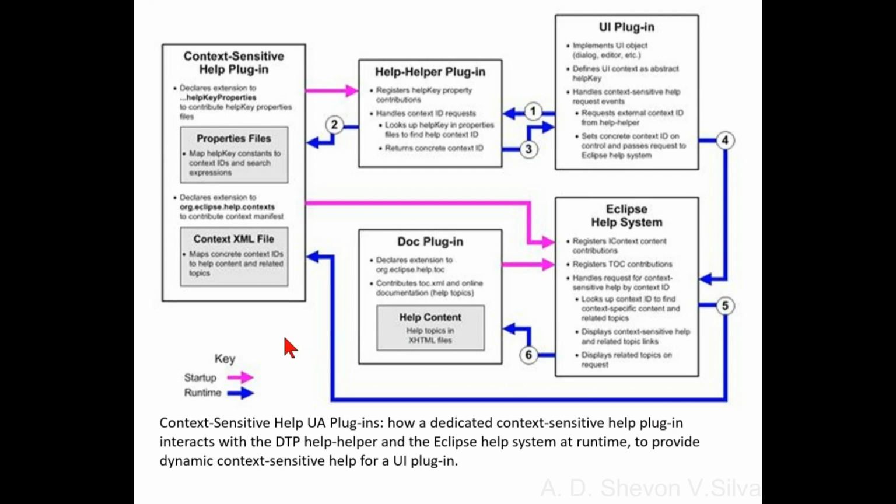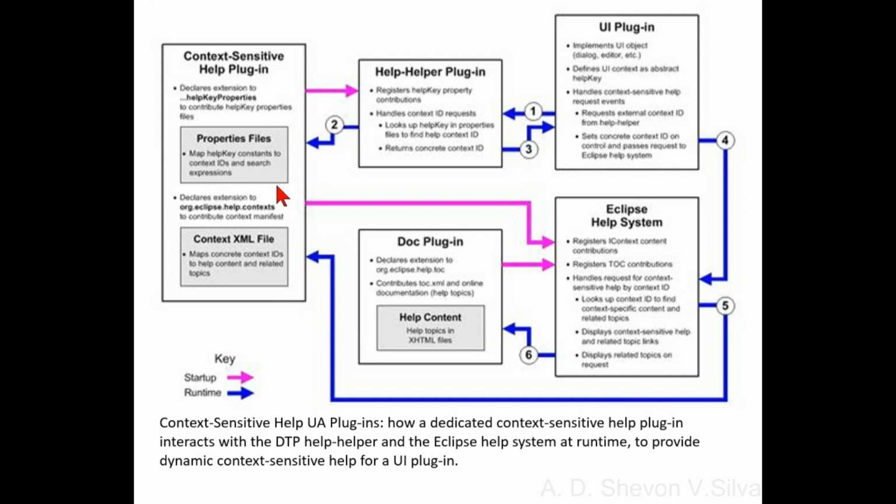Context-sensitive help UA plugins handle the mapping of help context to context-specific help content and related online documentation topics. For projects that use the DTP helper, context-sensitive help plugins contribute Eclipse context XML files, which supply the context-specific help content for each help context and point to other help topics contributions related to the help context.